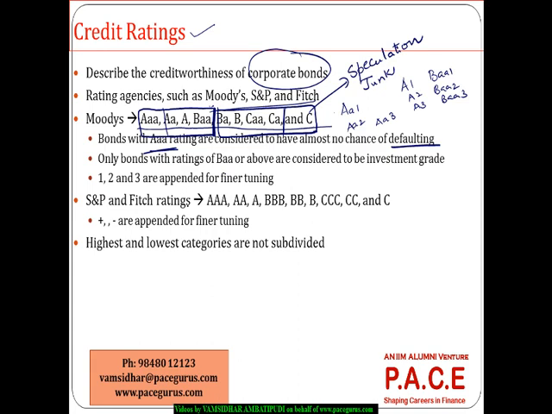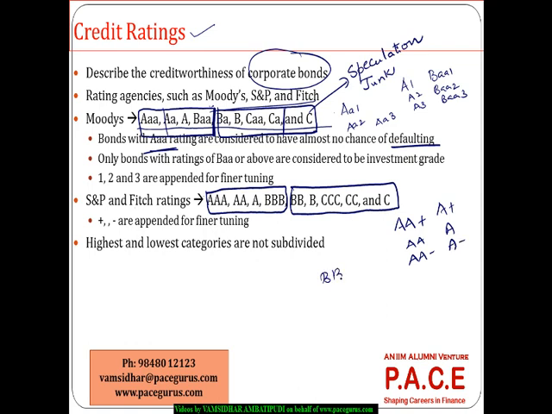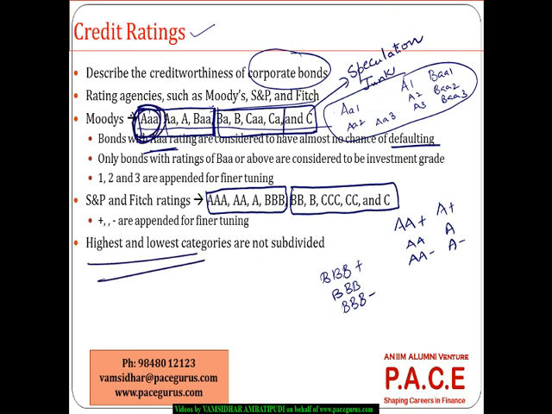The same thing goes with S&P and Fitch. Up to here they are investment grade, and I can map them one-on-one, and below that they are speculative grade. Just like the 1, 2, 3 notation, here we have AA plus, AA and AA minus, A plus, A minus, triple B plus, triple B, triple B minus. This is the kind of subcategorization which S&P and Fitch give, which is more or less mapped on similar lines with that of Moody's, except the highest and the lowest categories, which are not subdivided. So that's how credit ratings give first-hand information with respect to the creditworthiness of the bonds as well as the company per se.